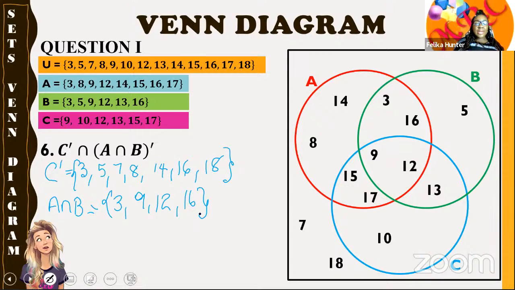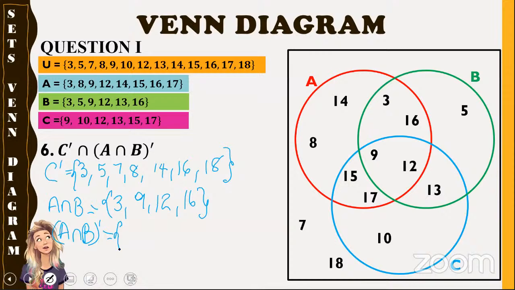So we go with the next part now. So we have done the bracket, what's inside. So we're going to add the little complement to it now. So we'll go with A intersect B complement. What would that be? Miss, what would A intersect B complement be?